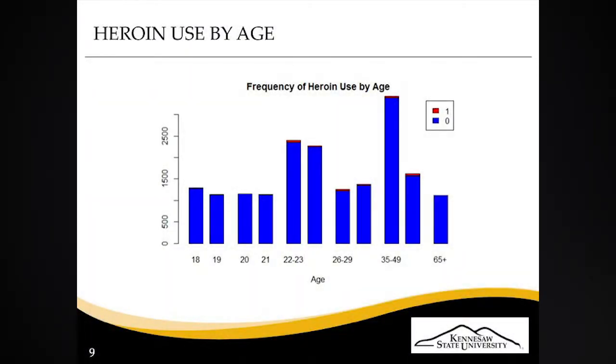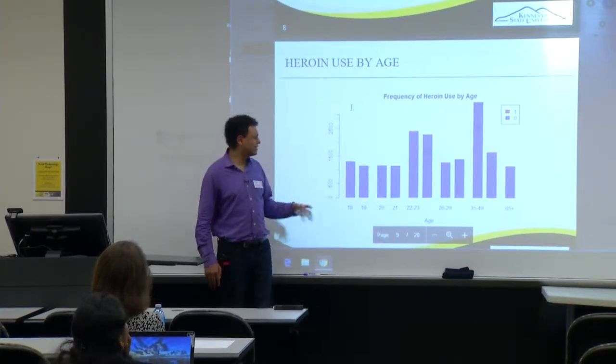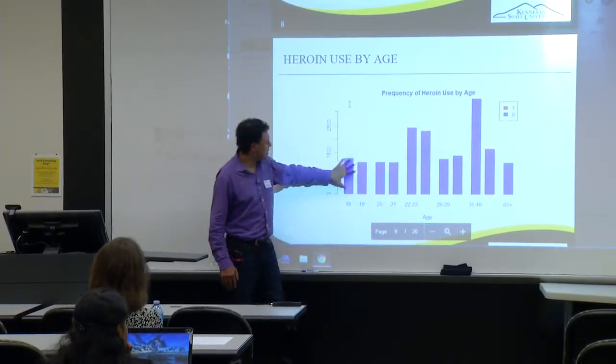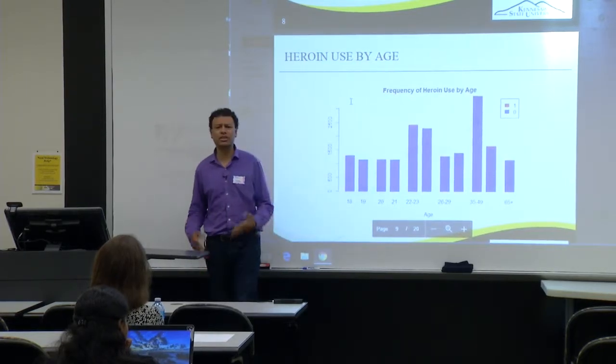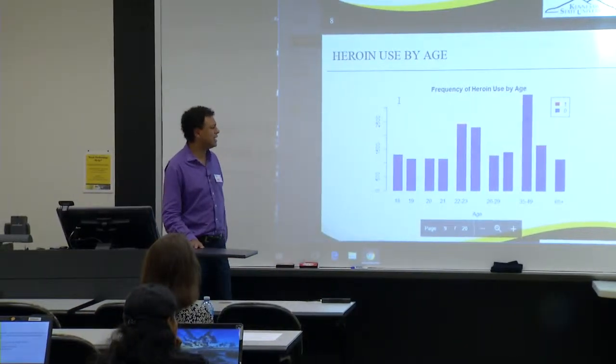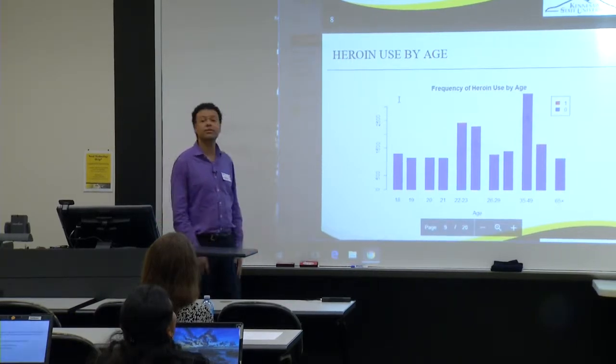And then the age breakdown was something that was kind of telling. In the 22 to 23 range, we have more individuals reporting that they've tried heroin. But I did find it interesting that many of the respondents in the 12 to 18 group just declined to respond. The survey data gave them the option of just not answering the question. They could say, I prefer not to respond.